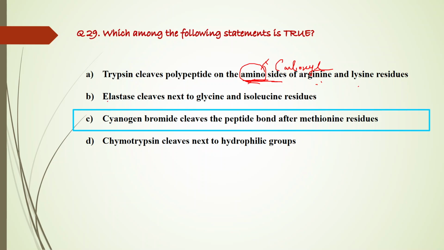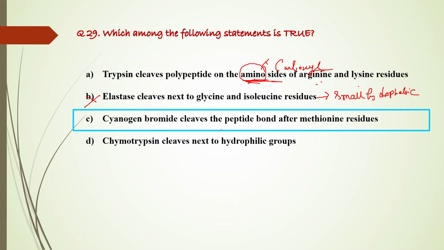Okay. Next is, elastase cleaves next to glycine and isoleucine. If you see, what does elastase do? It actually breaks after small hydrophobic amino acid residues. But glycine and isoleucine are not small hydrophobic amino acid residues. So this is again wrong. So the next option is again wrong.